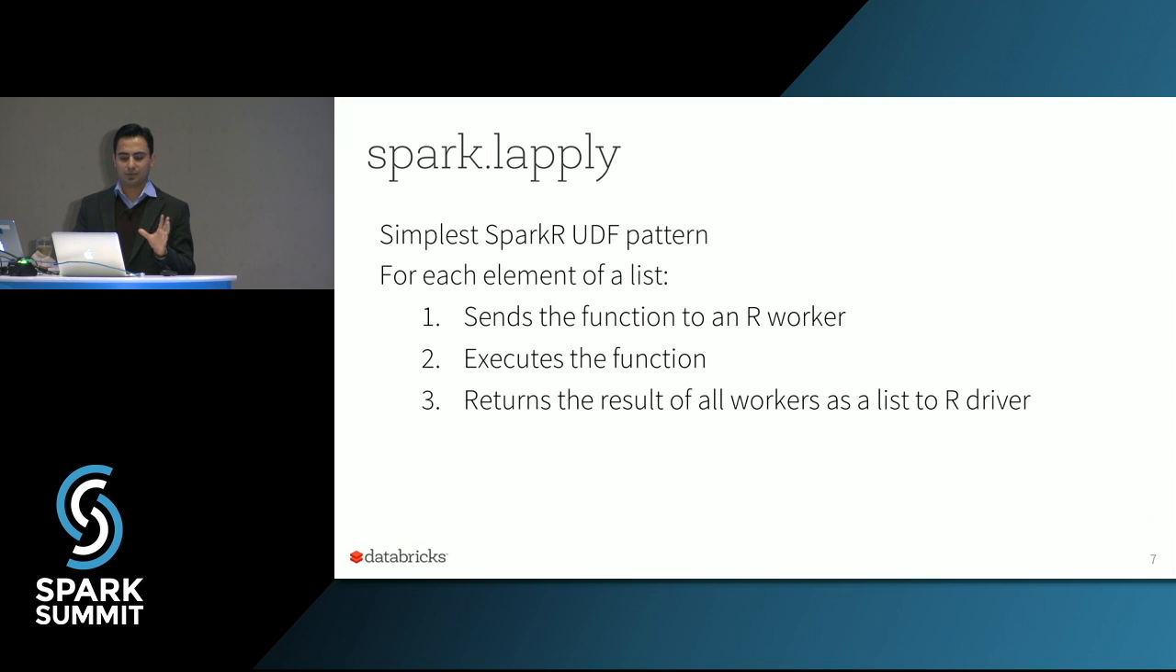So let's start with the first one. It is the simplest UDF pattern. You give it a list as the first argument, and you give it a function as the second argument. It sends the function to all the workers in your cluster and executes that function over one element of that list. And then you get the result back in your driver as another list.